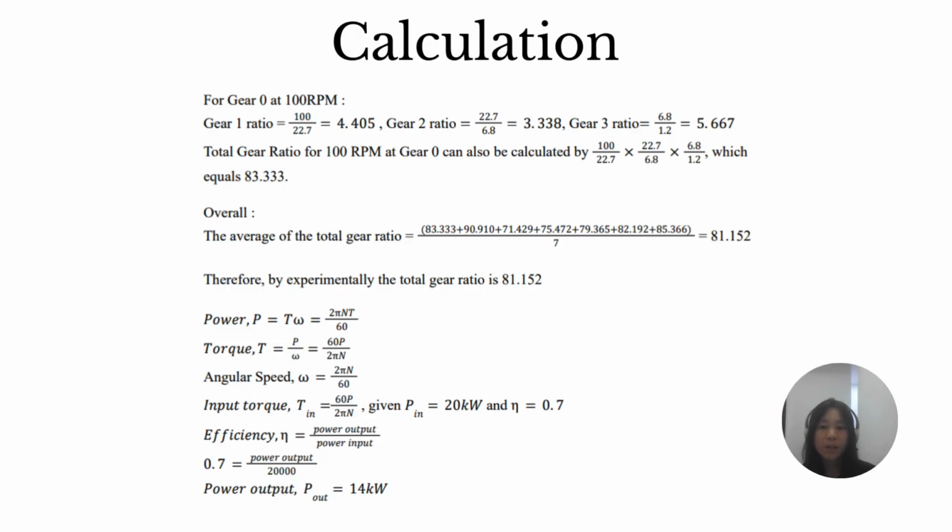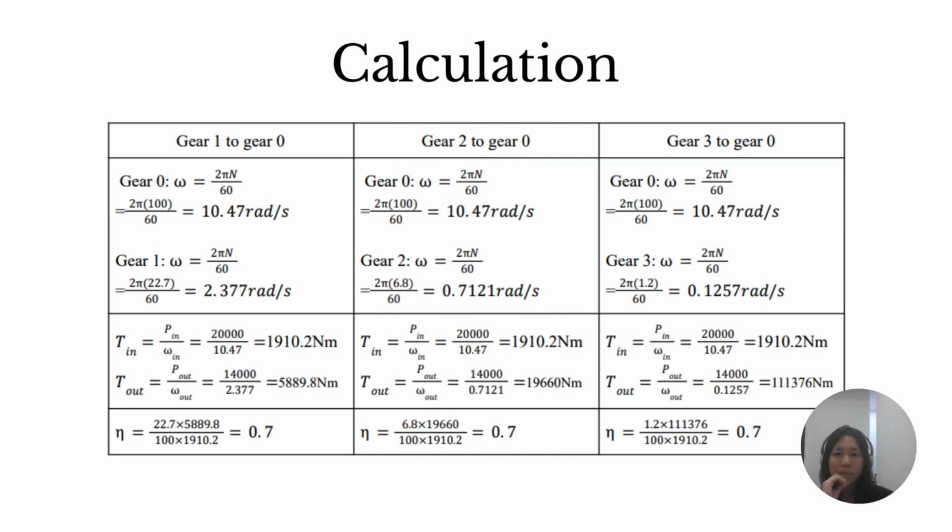Given that the power output is 20 kilowatt and efficiency is 0.7, we can get the power input, since efficiency equals power output over power input. After that, we can calculate the angular velocity, which uses the formula 2πn over 60, where n equals the speed. After getting the angular velocity for the three gears, we just substitute into the formula to get the torque.